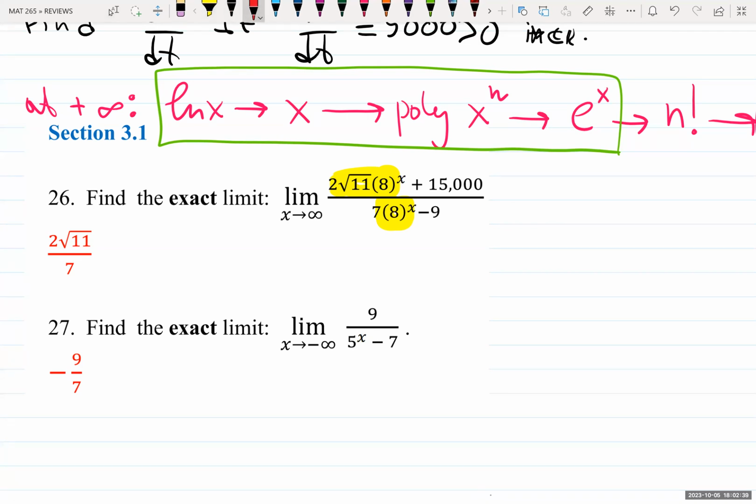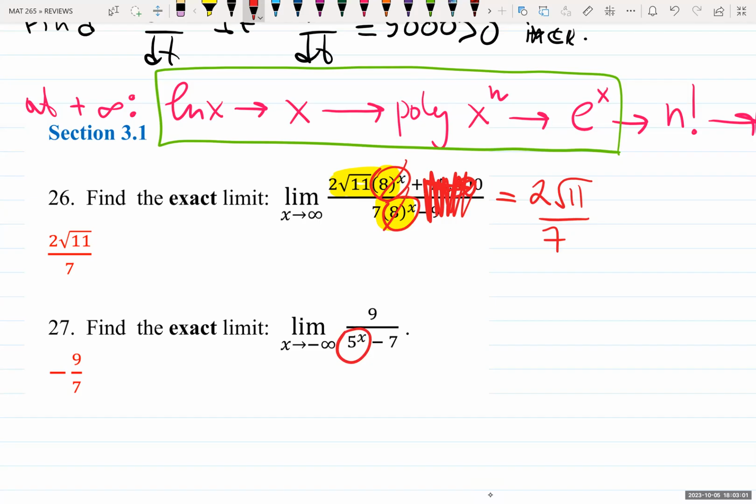In this case, find the leader of the top, leader of the bottom. Imagine the constants do not help. Check the speeds. A to the x and a to the x have the same speed. They kind of literally cancel out in this case. So the answer will be 2 times square root of 11 over 7. Same thing here.